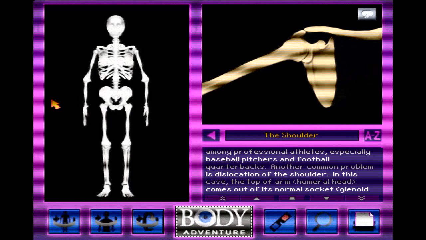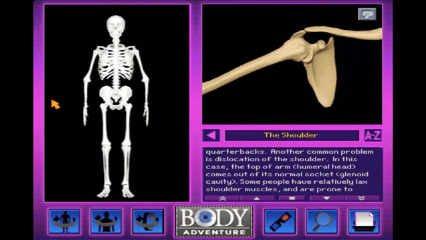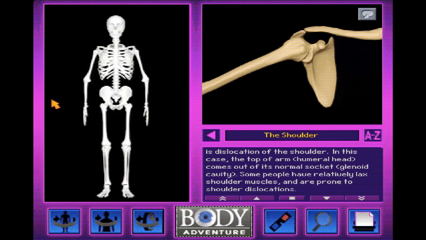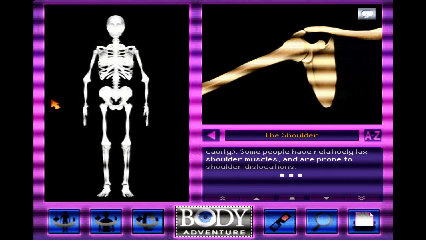Another common problem is dislocation of the shoulder. In this case, the top of the arm, humeral head, comes out of its normal socket, glenoid cavity. Some people have relatively lax shoulder muscles and are prone to shoulder dislocations.